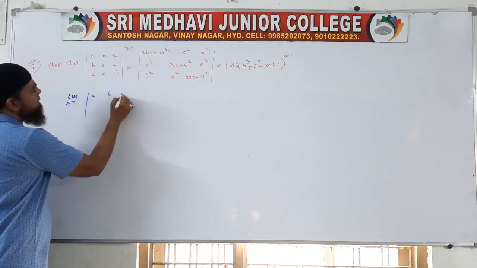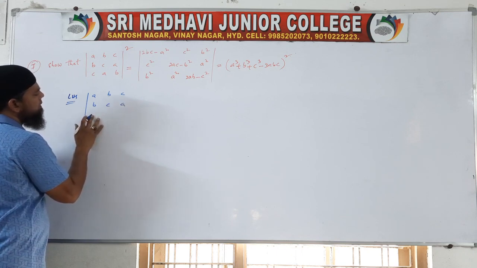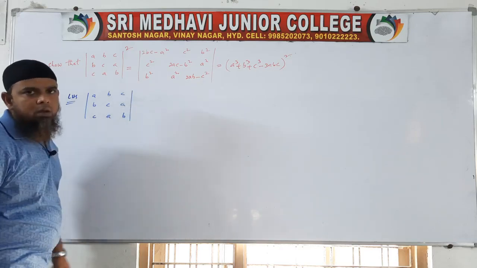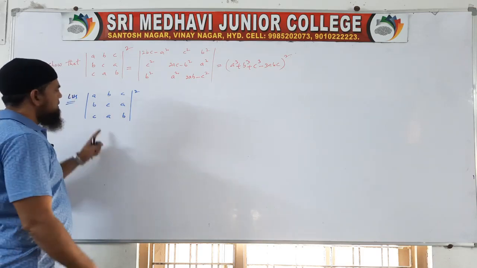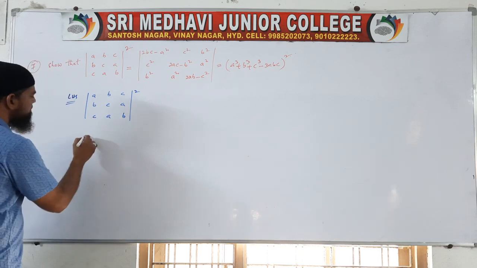A, B, C, B, C, A and C, A, B. Whole square is there. I am also taking whole square. See, determinant square means we can take the same determinant 2 times.